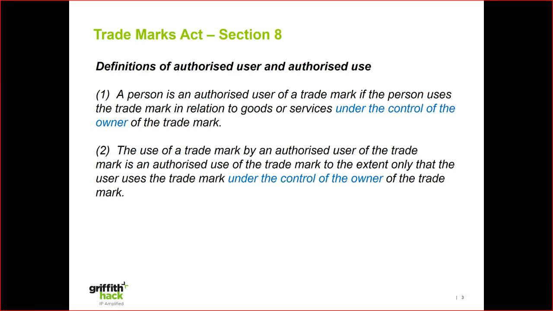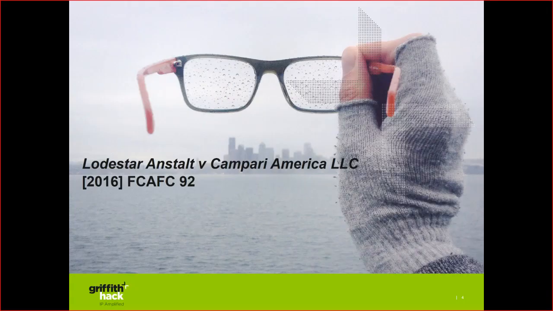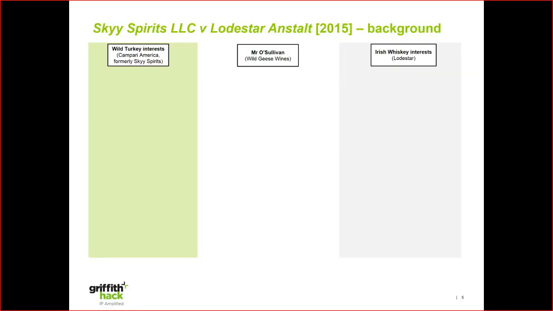So if we have a look at the first case, this is going back a little bit, so I'm hoping that some of you are already familiar with the facts. And the case is Lodestar and Campermurray, and originally the name was Skyy Spirits, but they changed their name partway through, so hopefully that doesn't confuse everybody. So in this case, there were a number of parties. There was the wild turkey interests and the Irish whiskey interests, who were having a bit of an ongoing dispute. And there was Mr. O'Sullivan, who was a barrister, and he's down in South Australia, and he had a winery.